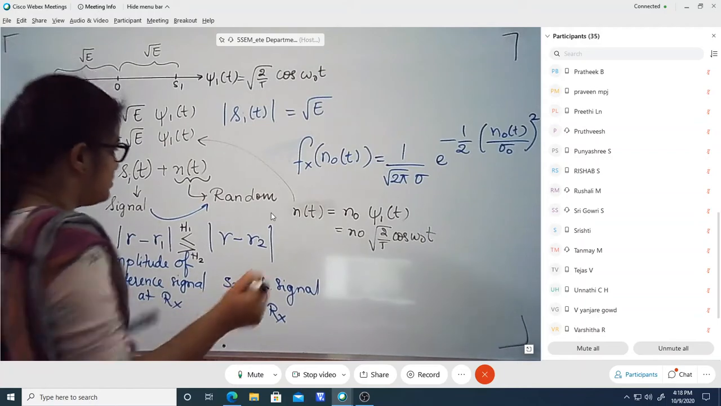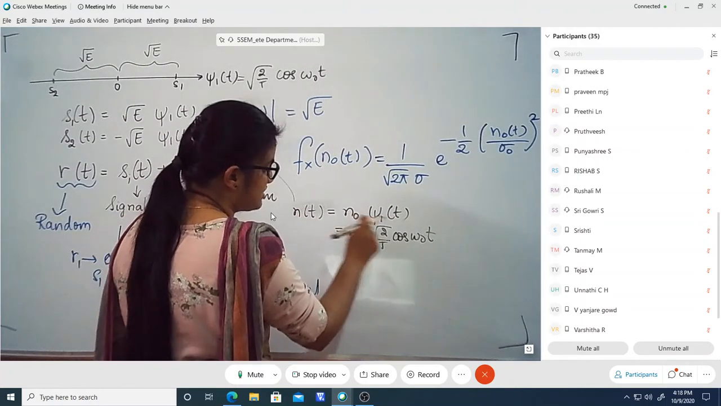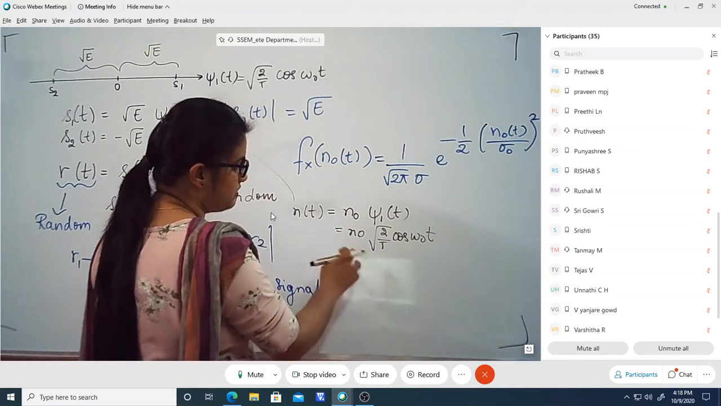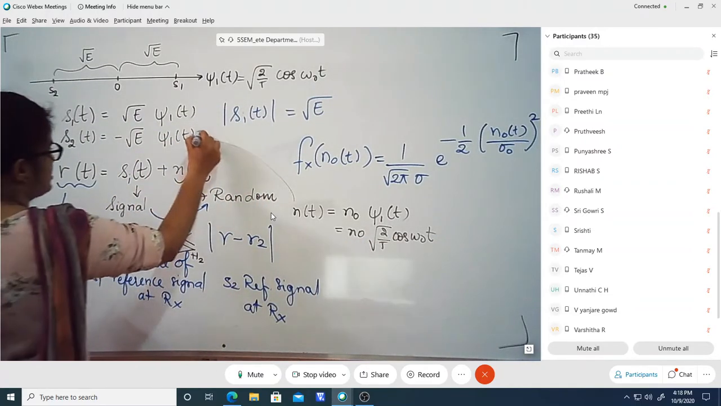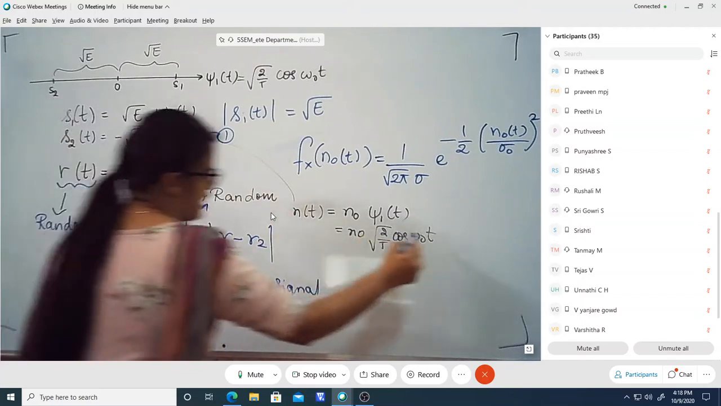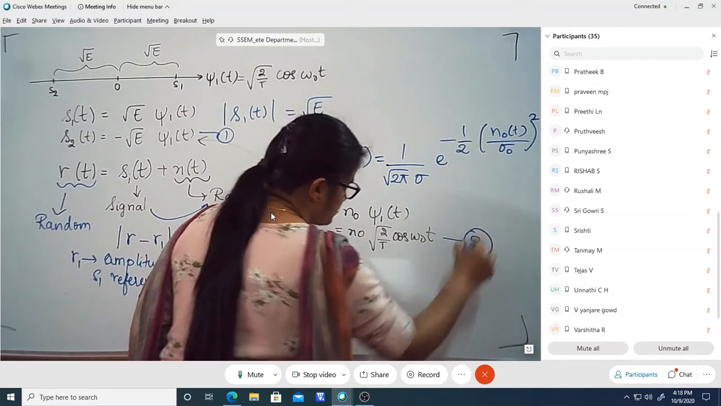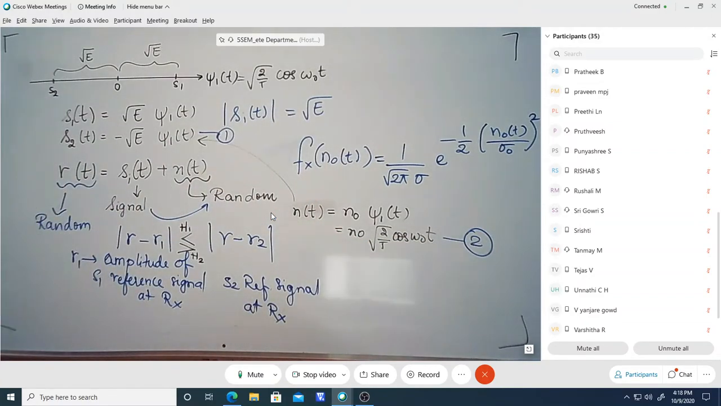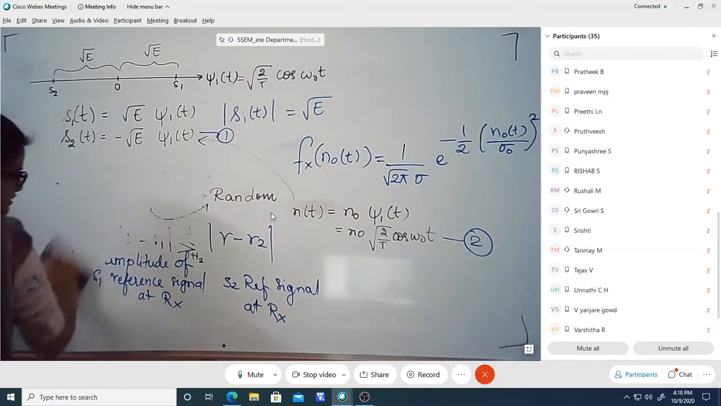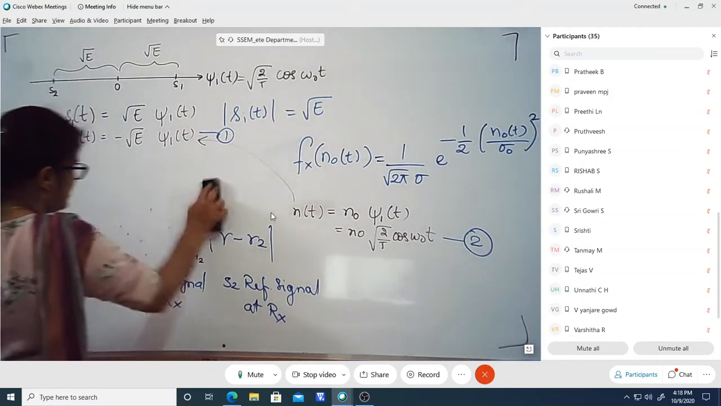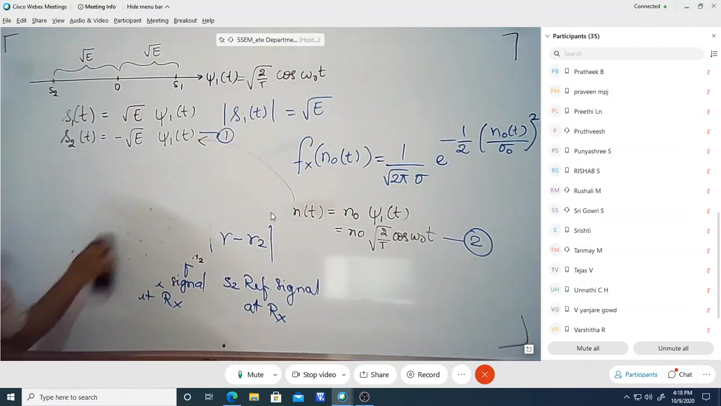Okay, so n of t is equal to n0 into xi1 of t, which can be written like this. I'll represent this equation as equation 1 and this one as equation 2. Now, compare equation 1 and 2. What do I mean by compare? I'm going to compare the amplitudes, or the signal power and the noise power.